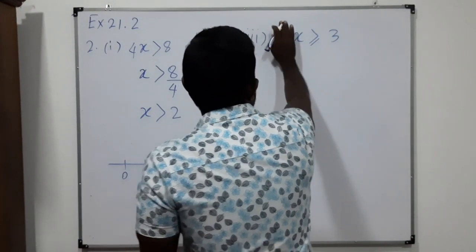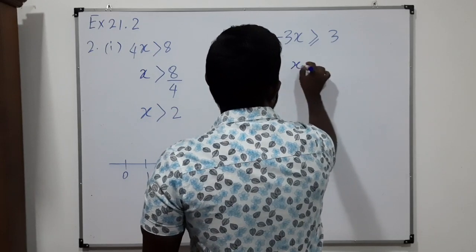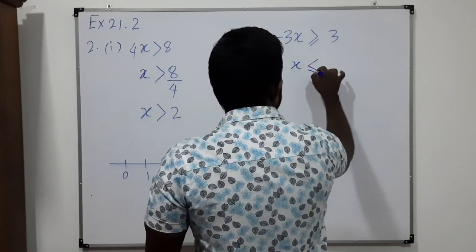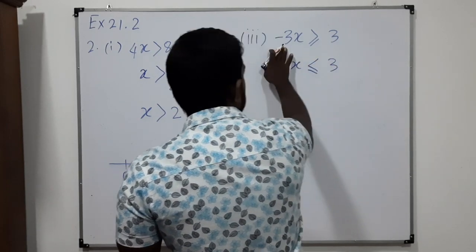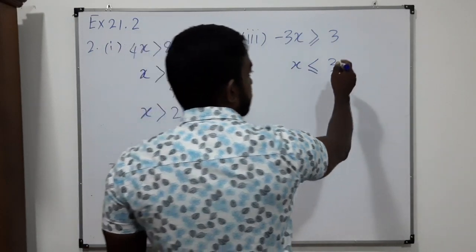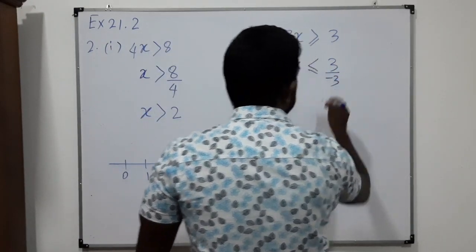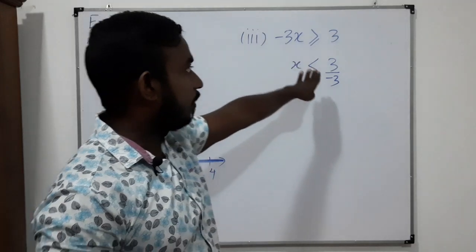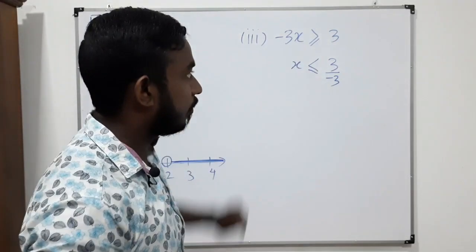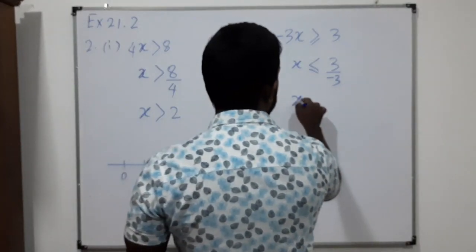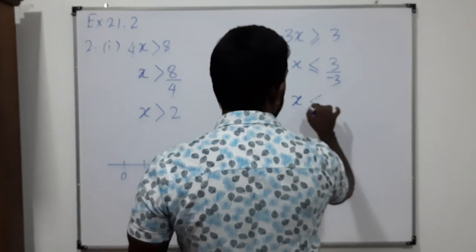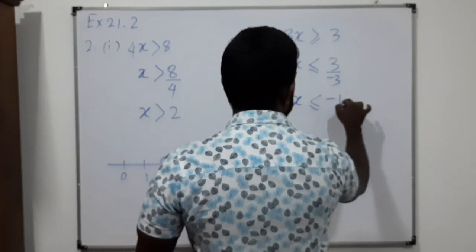So by closing this, I'm going to write x is less than or equal 3, because I know that when minus 3 goes to the other side, it will be a division. So when we divide an inequality by a negative value, the inequality mark changes. So I can write the answer as x is less than or equal minus 1.